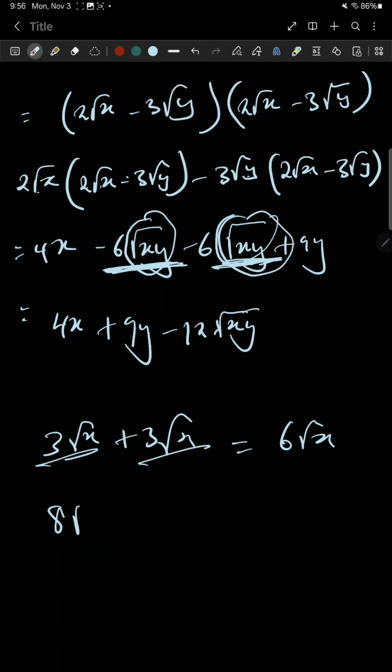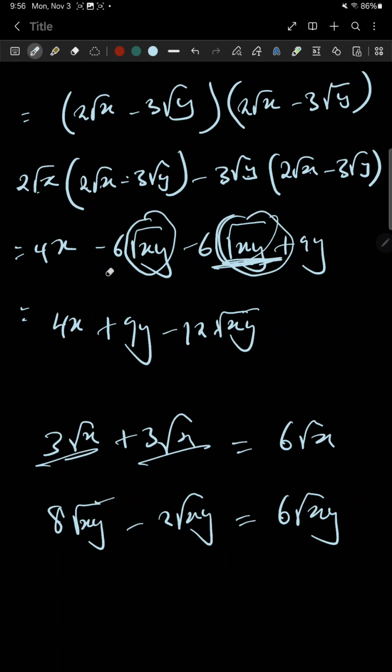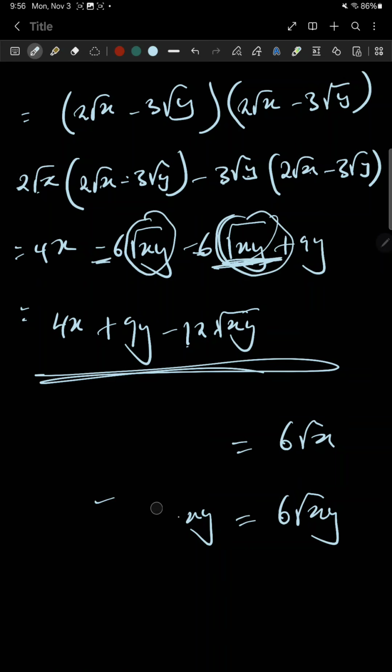If you have 8 square root of xy minus 2 square root of xy, the answer is 8 minus 2, which is 6 square root of xy. No wonder here we're having negative 6 minus 6, it will be negative 12 of them. That is the answer. That's how you go about it. I'm sure you're getting it out of this.